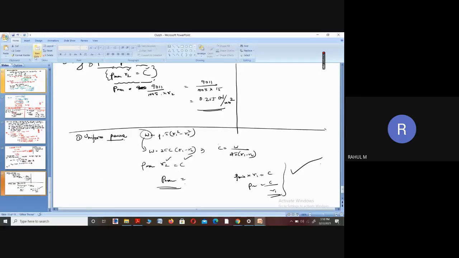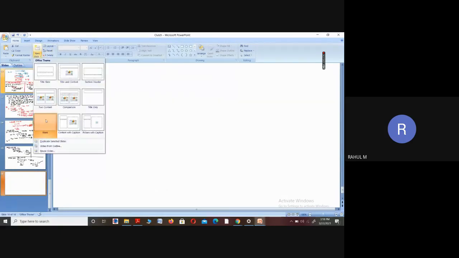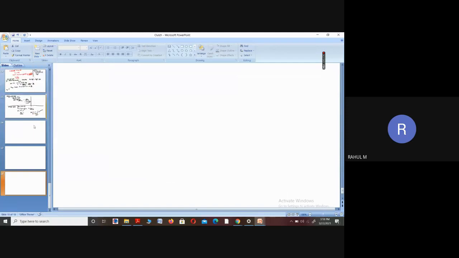You can find similar problems in this module for clutch, for the basic single clutch. We'll solve one more problem and then we'll move on to the next topic.